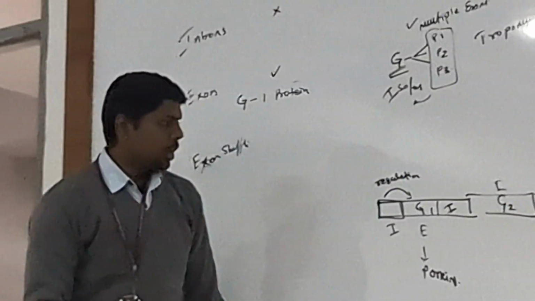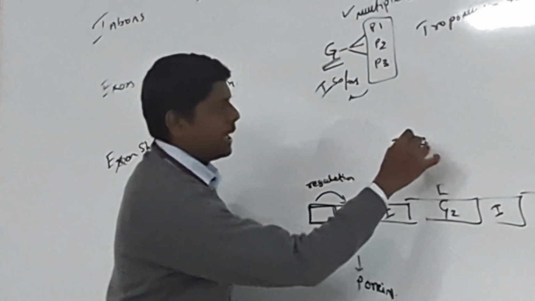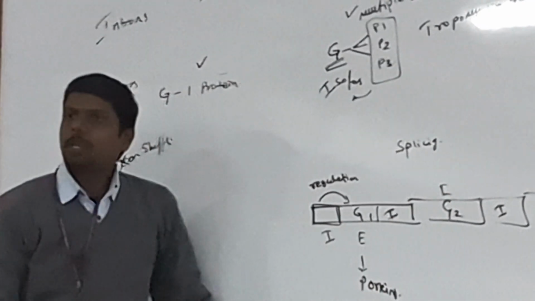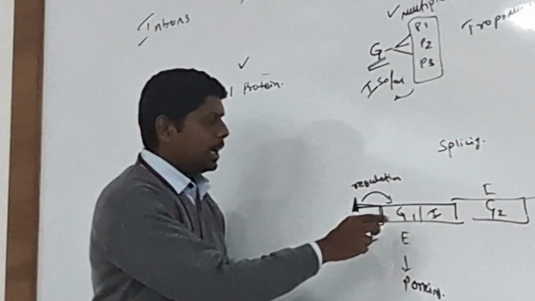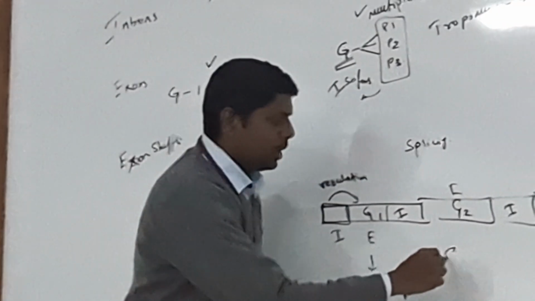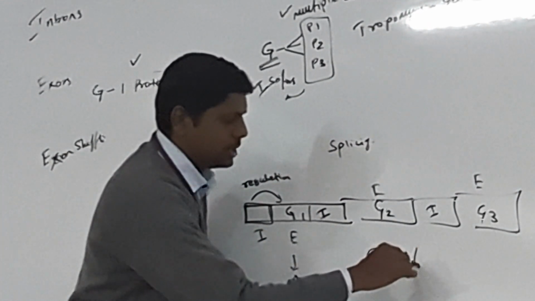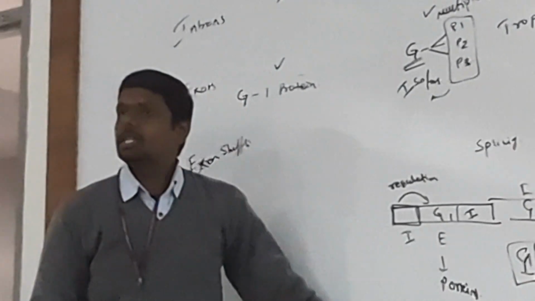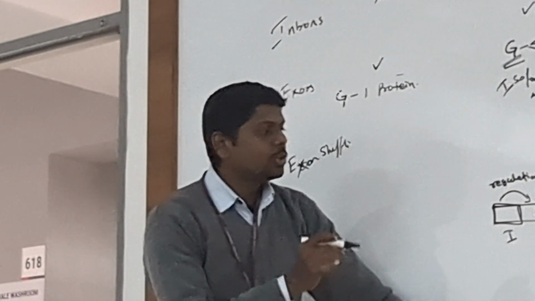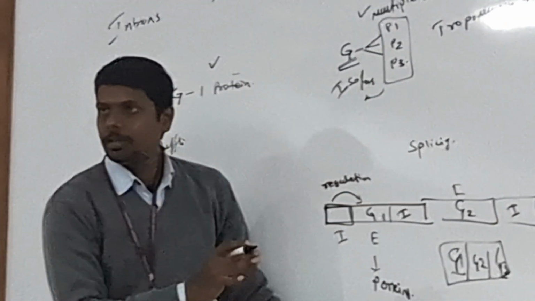So in eukaryotes, what is happening? There is an activity called splicing. What is the meaning of splicing? Splicing means it will cut out all the introns, and all the genes will be restitched together: gene 1, gene 2, gene 3. This restitching is present only in eukaryotes, and the removal of introns is called splicing.